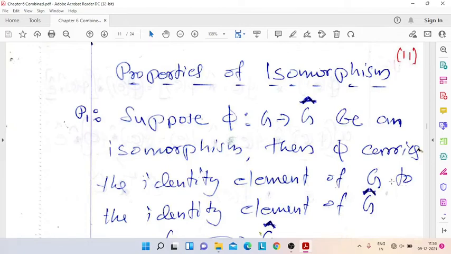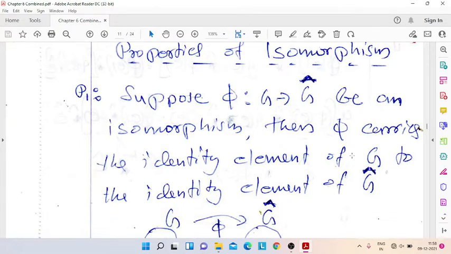A new video on properties of isomorphism. The first property, the statement is given here.